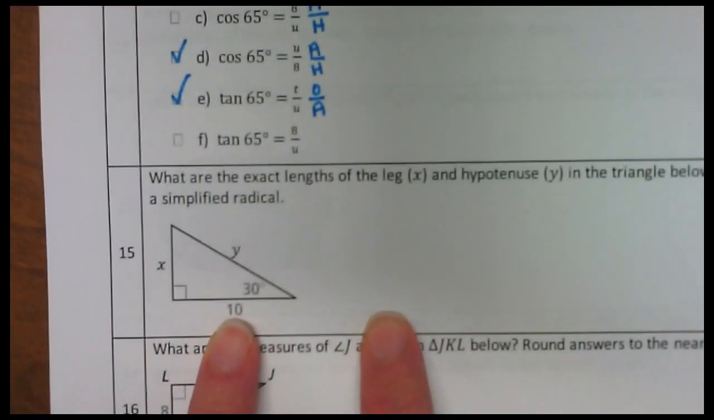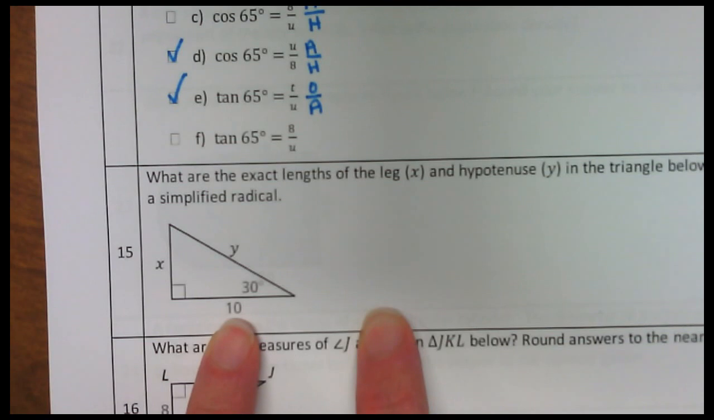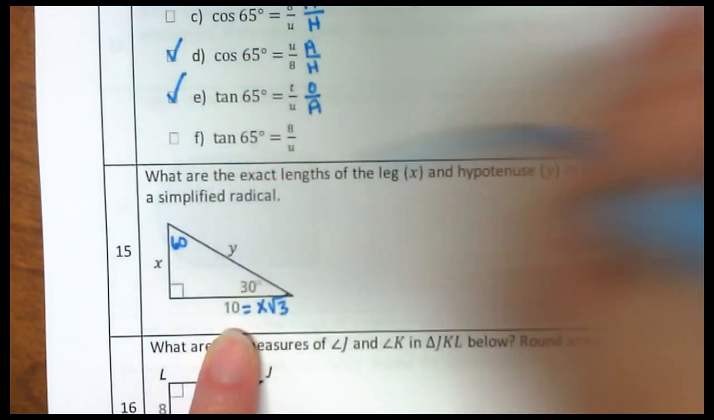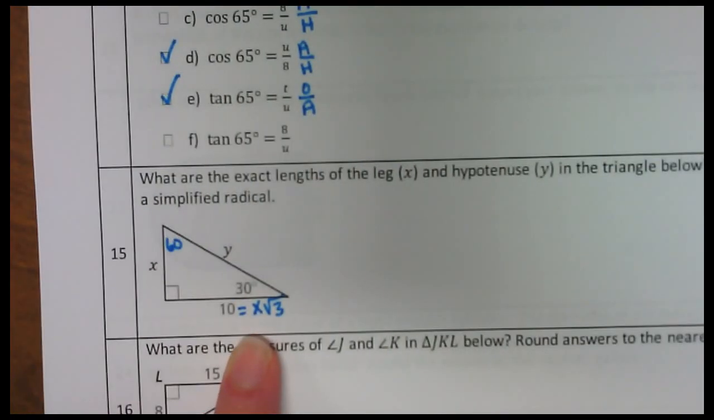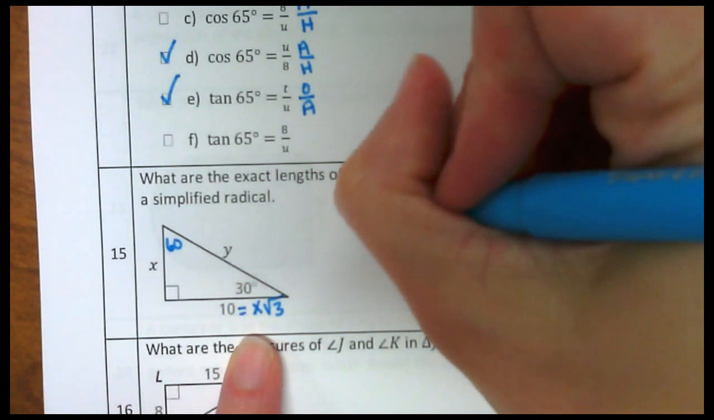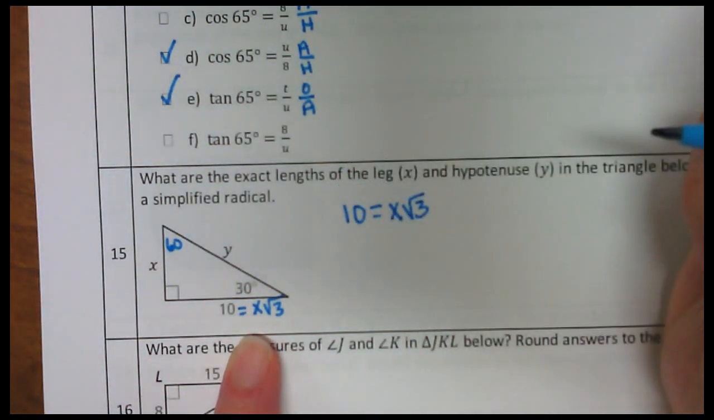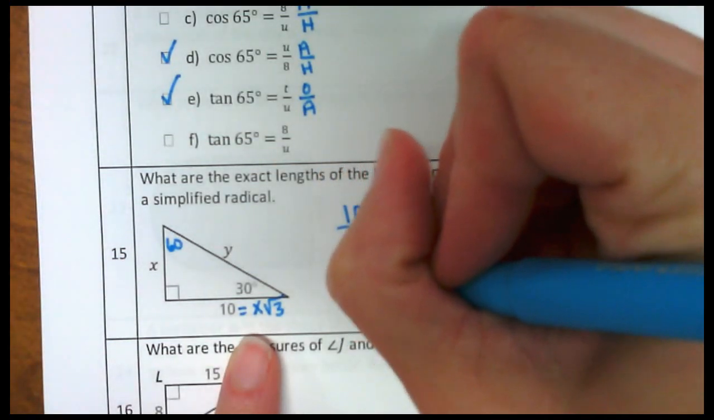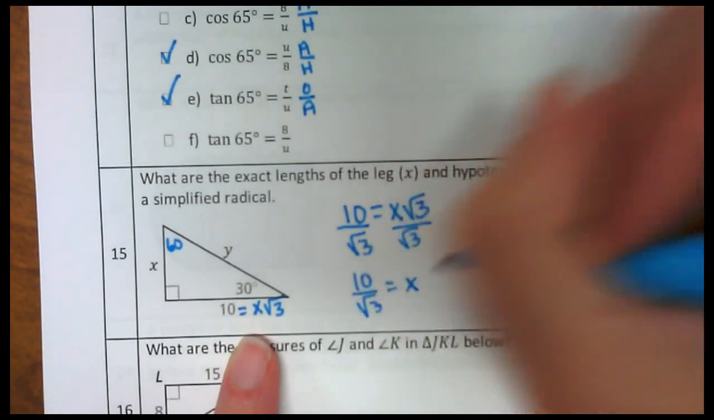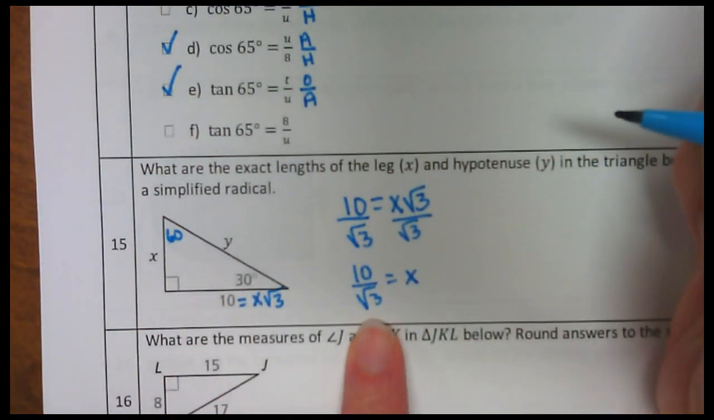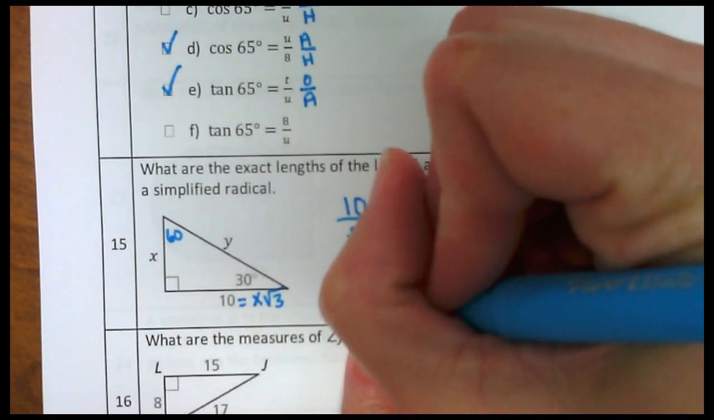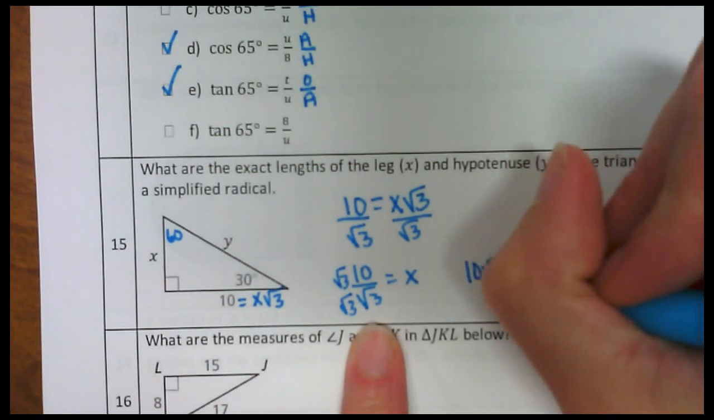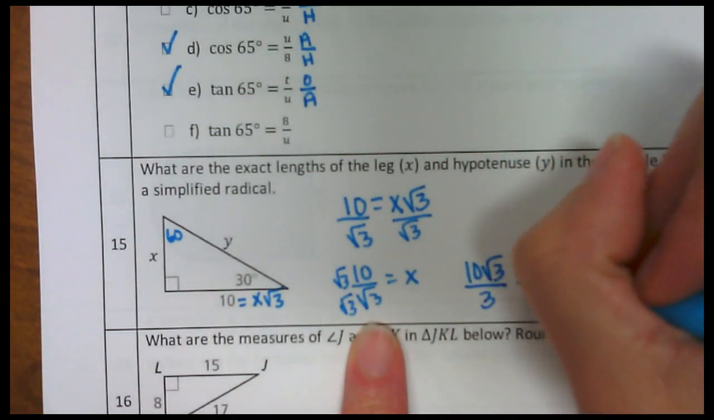So if I use that to help me, this is our longer leg, which is across from the 60. So that's going to be my X radical 3. So if I said 10 equals X radical 3, and I try to solve this, I'd have to divide by the square root of 3. So I have 10 divided by the square root of 3 is X. But I'm not allowed to leave a radical in the bottom, so I have to rationalize. So I multiply the top and the bottom by the square root of 3. That's going to give me 10 radical 3 over 3.